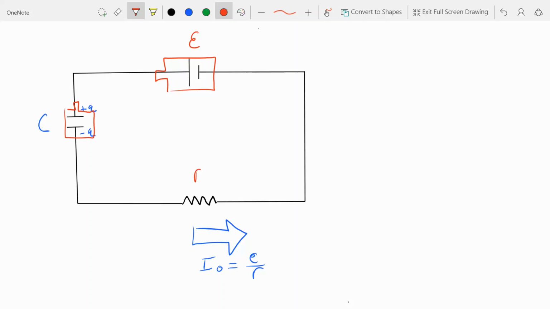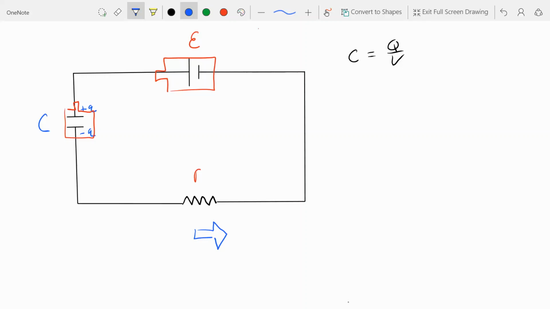The battery is trying to push charges. Now, remember, the definition of capacitance is charge per potential difference, or charge per volts. So how much charge do you need to get a given voltage in a capacitor? And because that's opposing the direction of the voltage of the battery, that's going to cause this current to decrease. So this I, instead of being I naught, E over R, is going to be somewhat smaller. How much smaller is going to depend on the actual amount of charge that's on the capacitor.